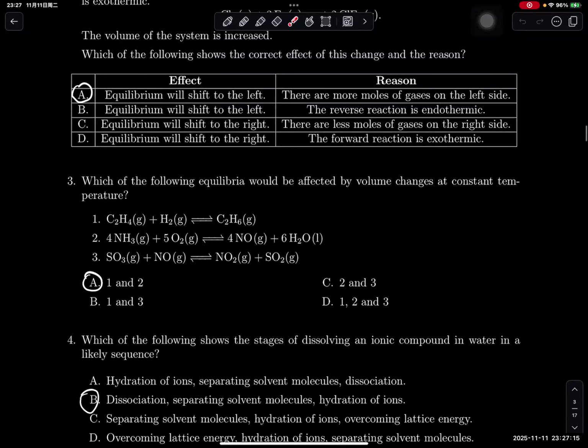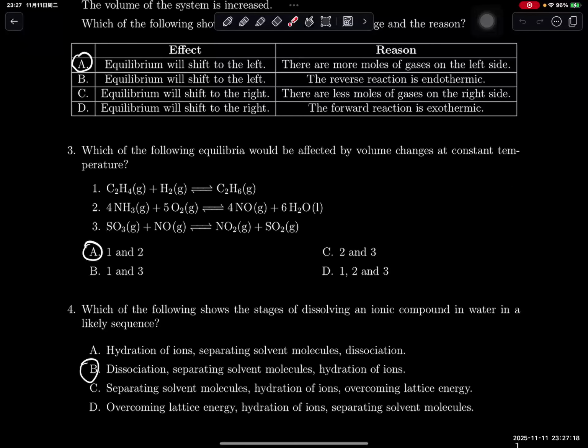Right. Some revision questions. Question 3. Which of the following equilibria would be affected by volume changes at constant temperature? Okay, so it applies to gaseous particles, right? And the first one is subjected to volume change because when volume changes, there will be a change in pressure, and because the number of moles of gas in the reactants and products are different, you will get an equilibrium shift. Reaction 2 also has different moles of gas.